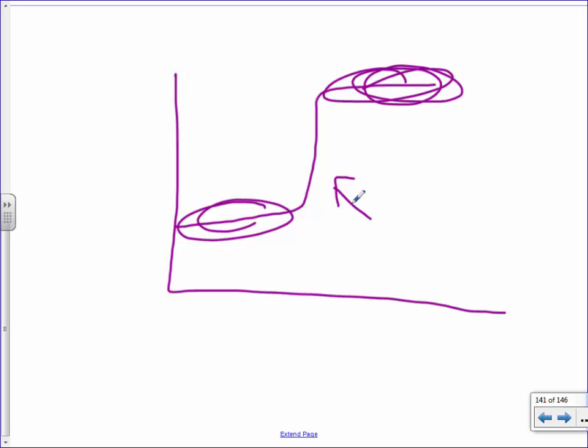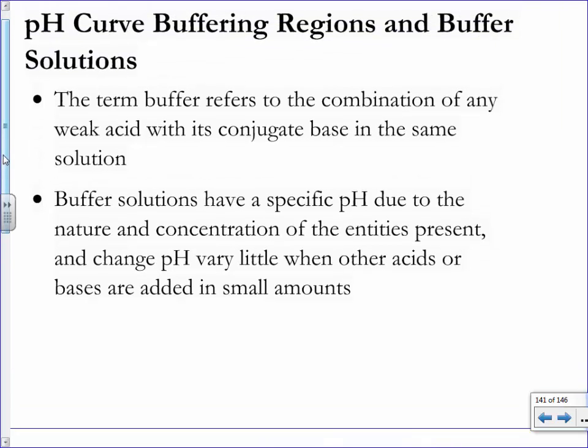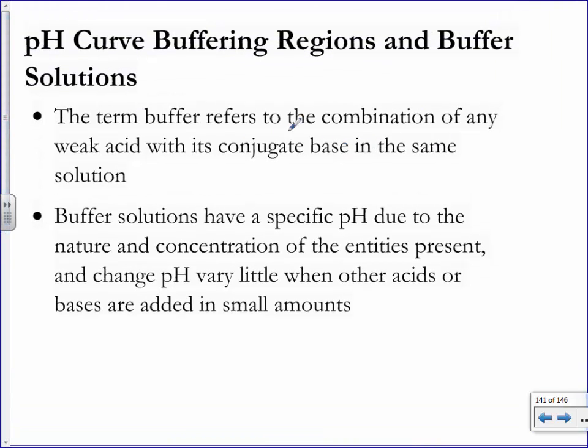So then the question might be, well, how do you make a buffer? How do you make a system where the pH doesn't change all that much? And so here's the definition of how that works. What you need is a weak acid and its conjugate base. In order to make a buffer, you need a weak acid and its conjugate base. So let's talk a little about why we need that. Let's say you use a strong acid. What does a strong acid do?